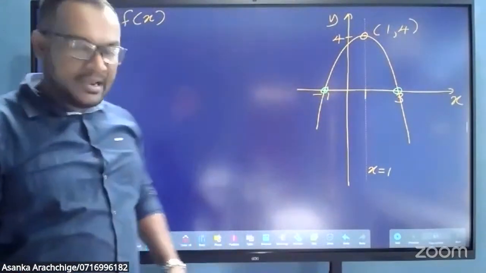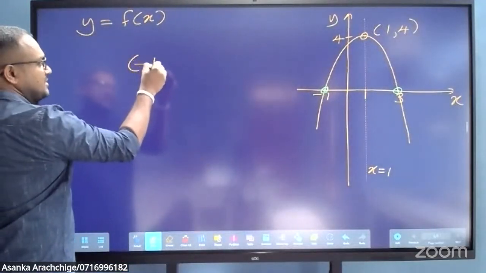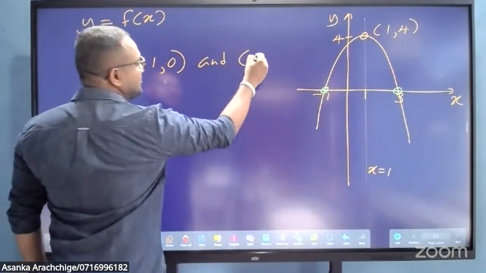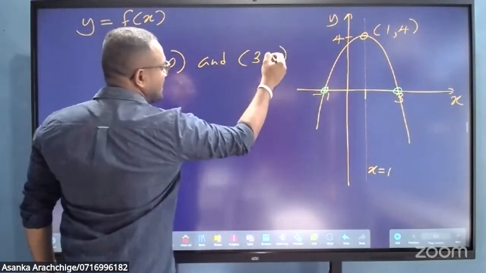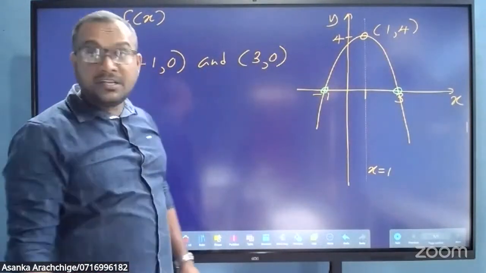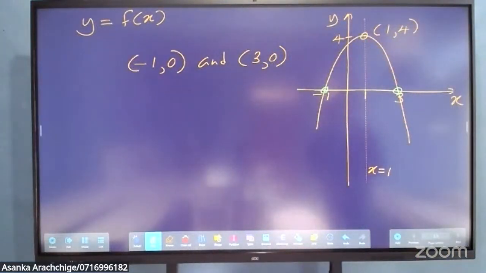-1, 0 and 3, 0. Because we have to write the x coordinate first when we write the coordinates of a point. අපි point එකේ coordinates ලියනකොට හැම වෙලේම x coordinate එක මුලින් තියන්න ඕන.